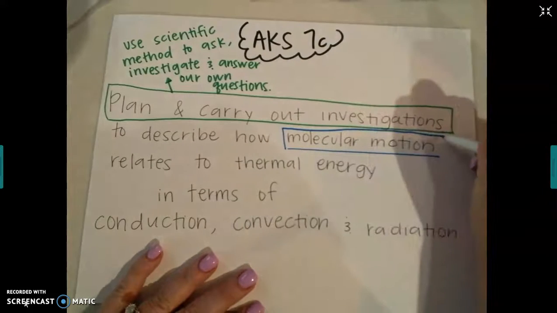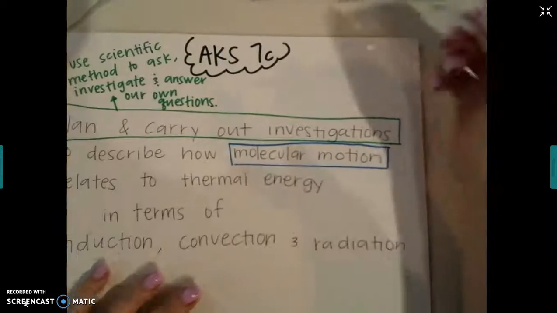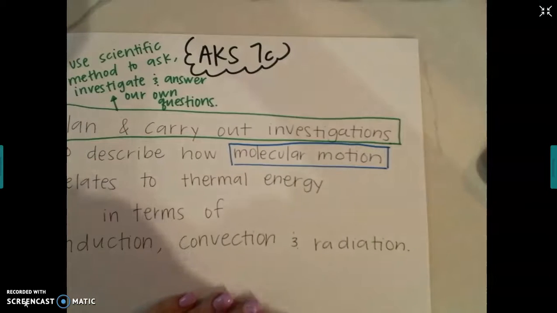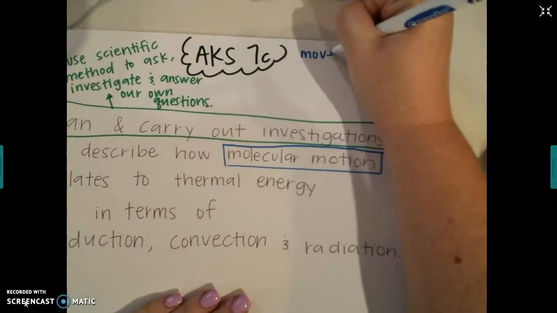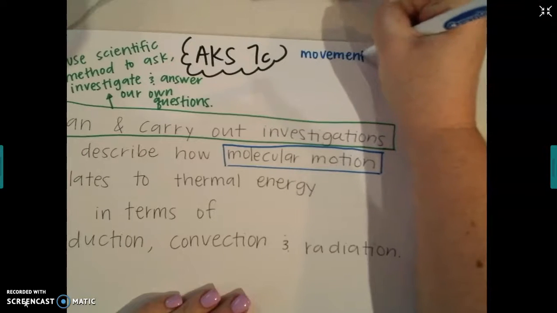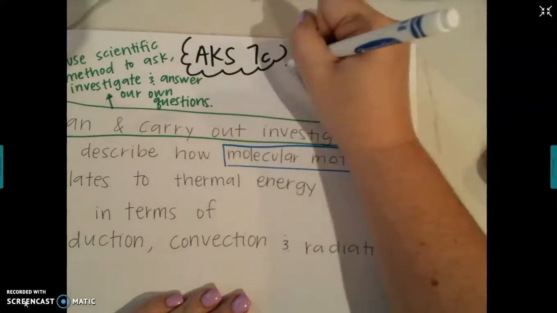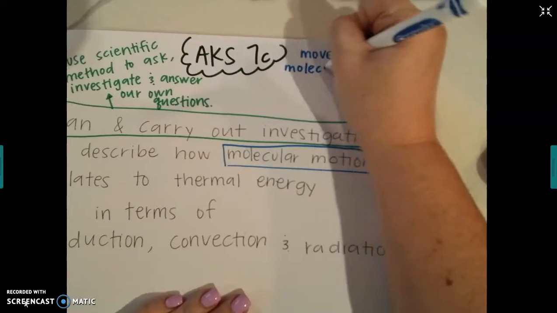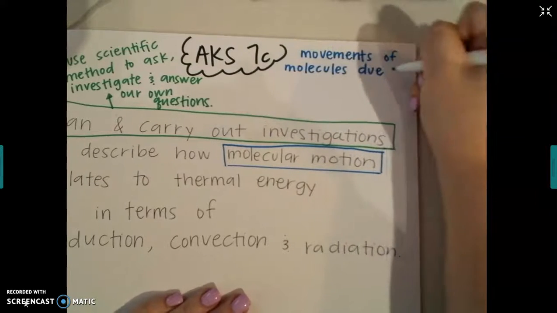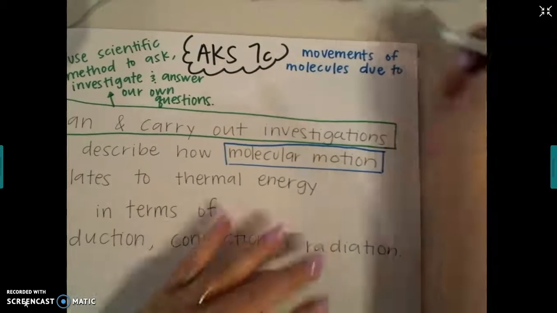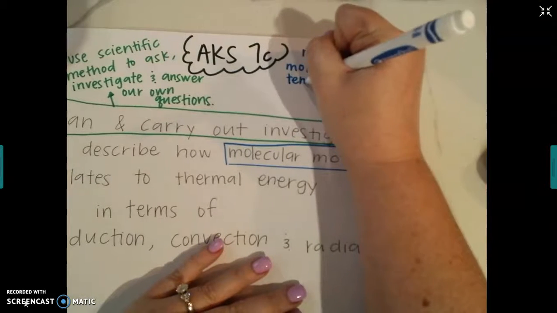So molecular motion, and I'm going to write it up here and I'll draw an arrow. Molecular motion is going to be movements of molecules due to the temperature being applied. So I'm going to give you some examples of that.